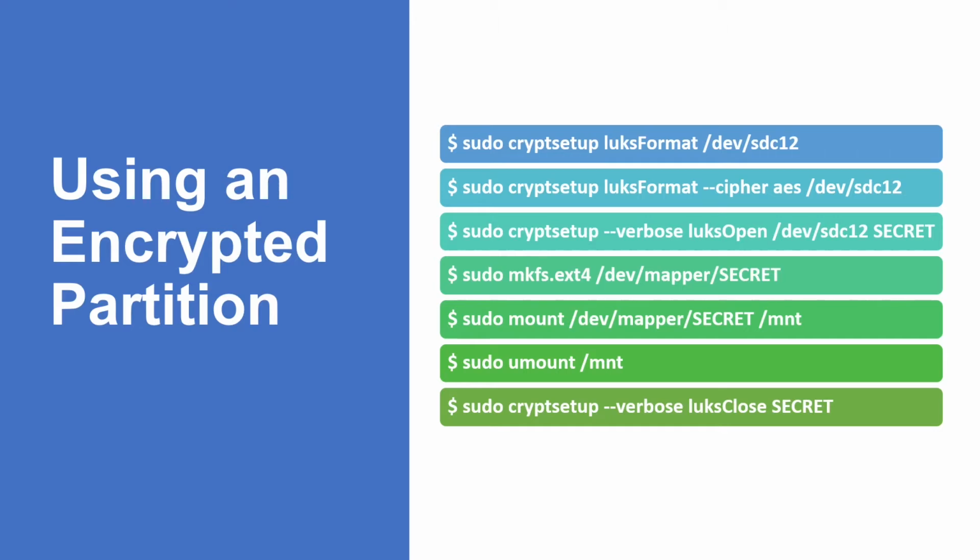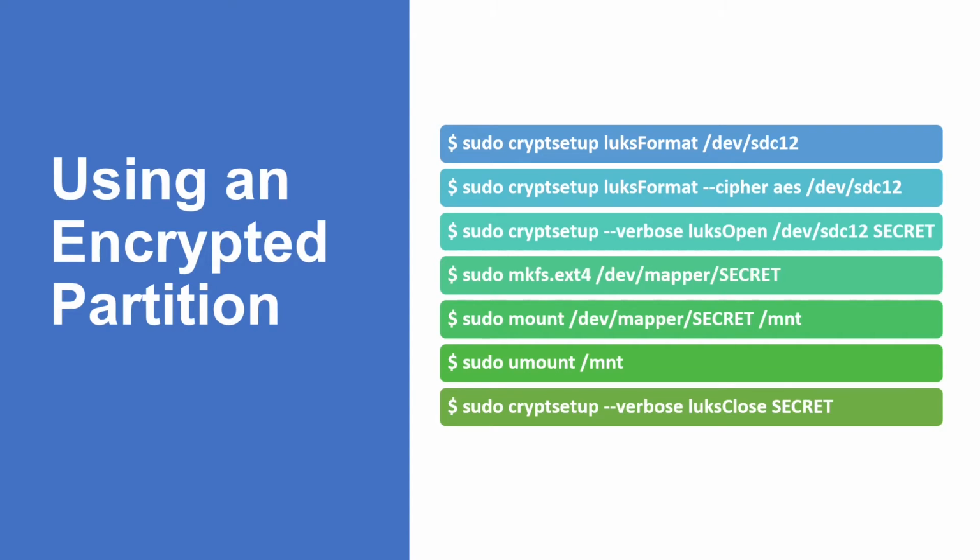When setting up encryption, your kernel may not support the default encryption method used by cryptsetup. In that case, you can examine /proc/crypto to see the methods your system supports, and you can supply a method as in sudo cryptsetup luksFormat --cipher aes /dev/sdc12.